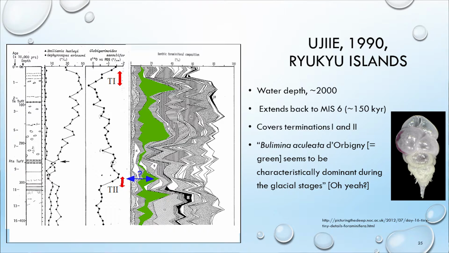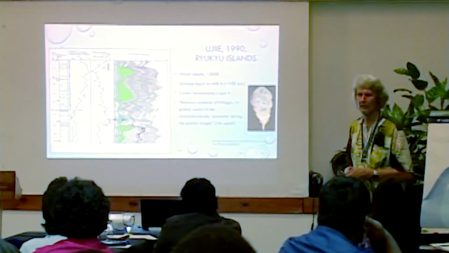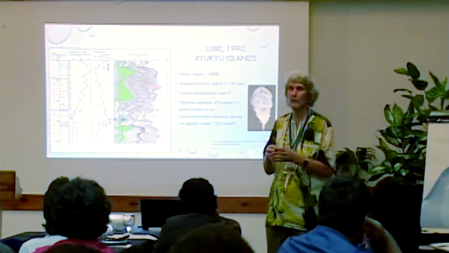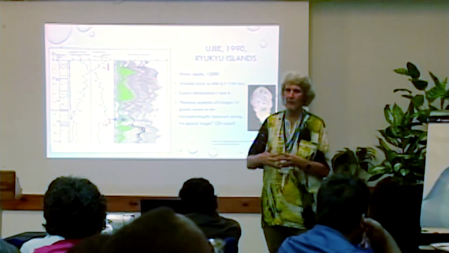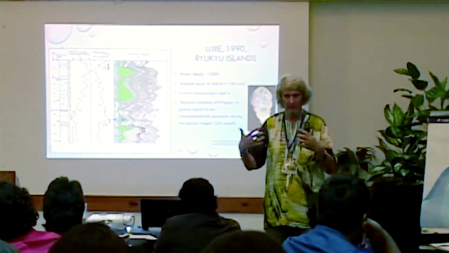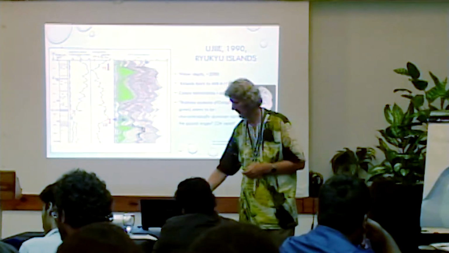By the way, he said that this bug, Bulimina aculeata, he thought characterizes glacials. No, it doesn't. Just look at your own graph. There we are in a glacial. There we are in an interglacial. It's common in both. And then here, as we're just beginning to enter the glacial, and then at the height of the glacial, it's almost random in its fluctuations. So once again, we're better off using the changes in total assemblage rather than trying to use a single bug to identify glacials and interglacials.